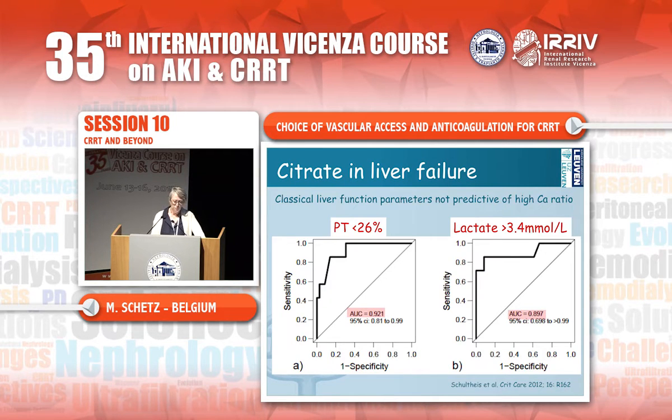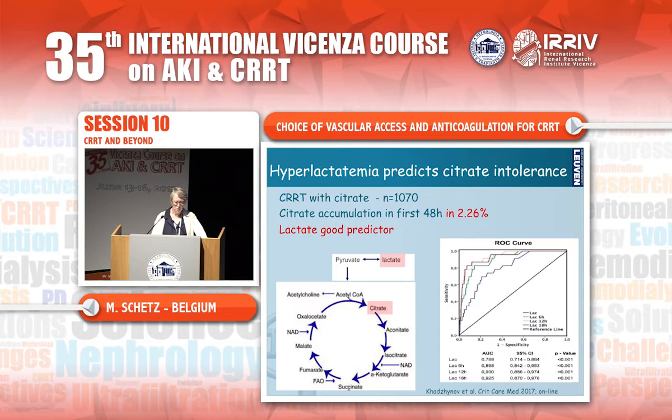The classical liver function parameters in this small series were not predictive of this high calcium ratio, but the prothrombin and high lactate levels were predictive of this citrate accumulation. This is another larger cohort of more than 1,000 patients, and there are 2 important findings.